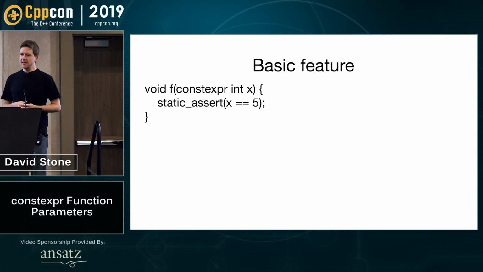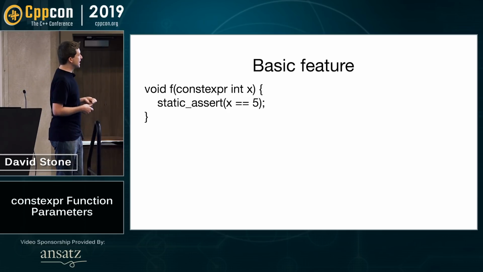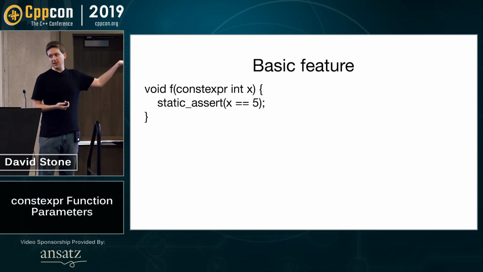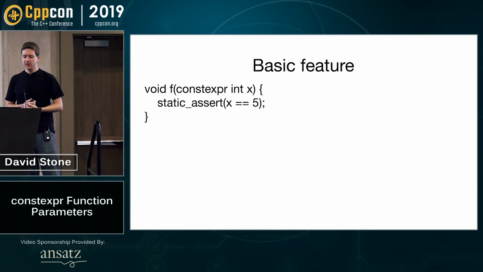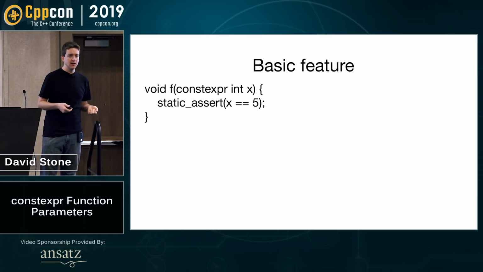But the basic feature is this. I'm proposing allowing you to declare a function parameter as constexpr. And you can use that value any way that you can use a constexpr variable or a template parameter now. So inside the body of the function, you can say static_assert on the value, and everything is fine. That's the core feature that I'm proposing.